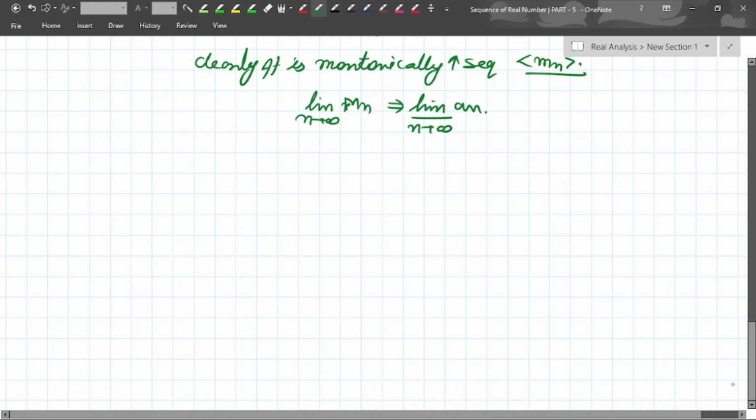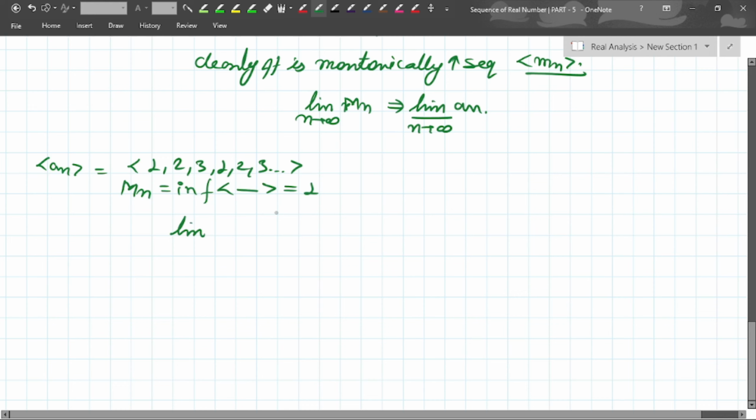Now we can take one example here. Let's say the sequence is 1, 2, 3, 1, 2, 3, and so on. What is the infimum here? If we take the infimum, it will always be 1. If I remove terms up to here, again 1 will be there, since it is repeating. So every time the infimum will be 1 here. So the limit inferior is going to be 1.